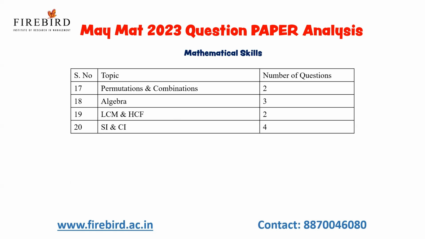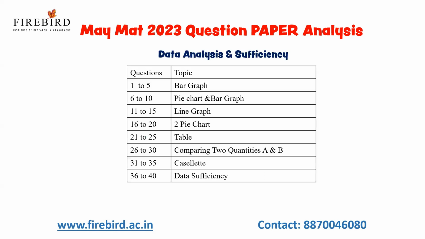Permutation and combination, algebra, LCM and HCF, simple interest and compound interest. So these are the topics that were widely covered under the mathematical skills part. Under the mathematical skills part, you will get 40 questions.